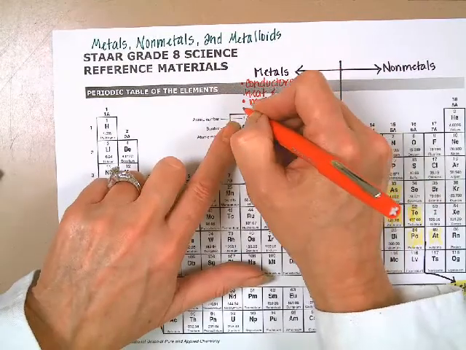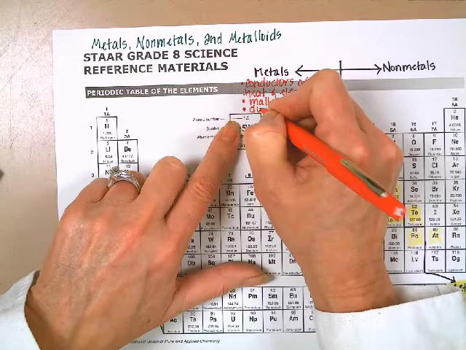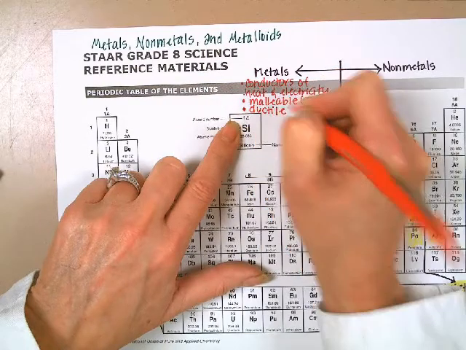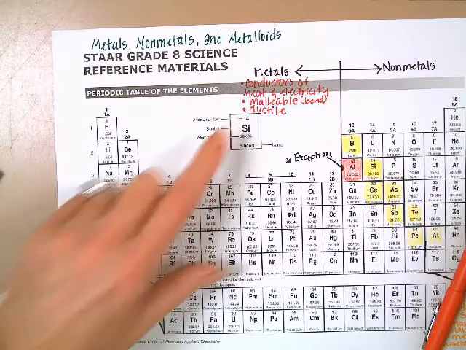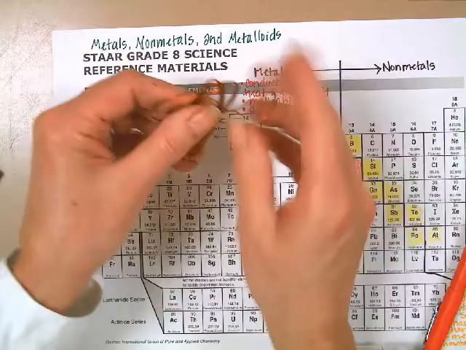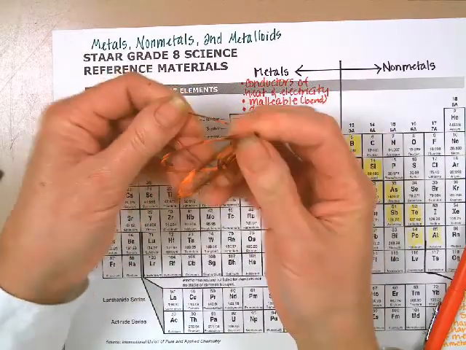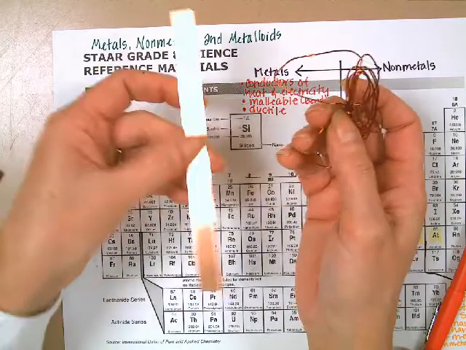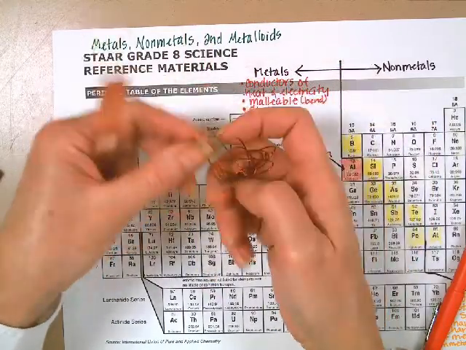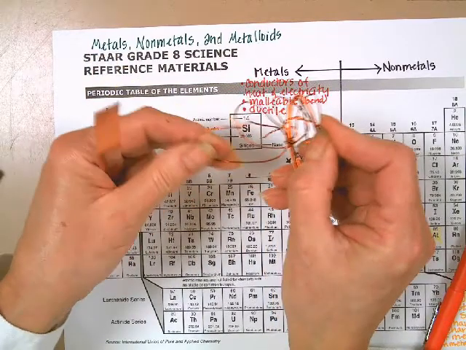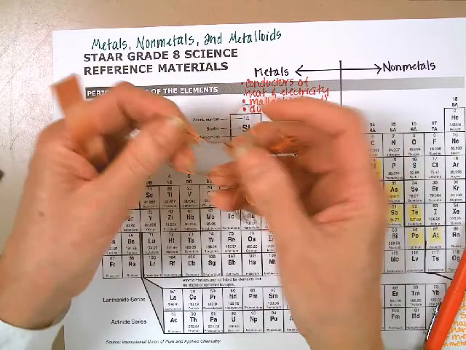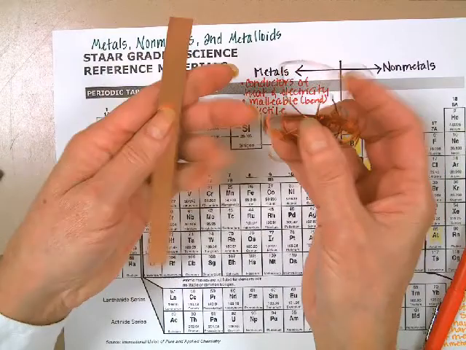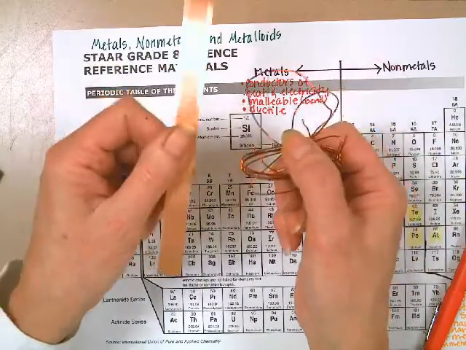But metals also have another unique quality. They are ductile, meaning that they can be pulled into wire. So here is some copper wire. In this instance, here was my flattened piece of copper, and here is my copper wire. So you can see that it is ductile, meaning it can be pulled into wires. All metals are malleable and ductile.